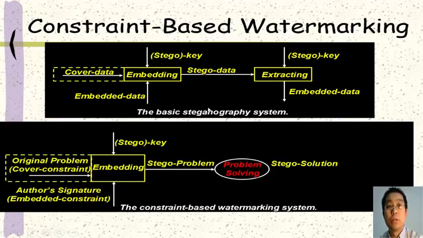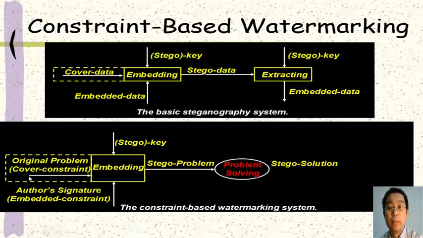Here is a similar drawing showing the concept of the constraint-based watermarking system. The original problem or the system specification of the IP will be used as the cover constraint to hide the watermark or the author's signature. To do this, the IP designer will first create a set of constraints. These constraints are selected in such a way that they do not conflict with the cover constraints. This is because conflicting constraints may turn the problem into unsolvable.